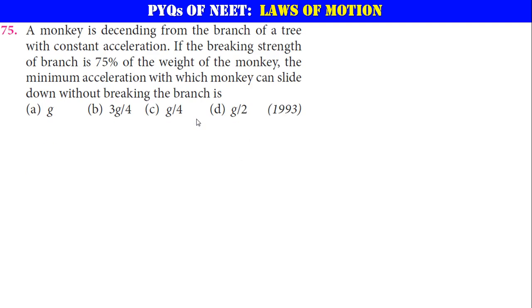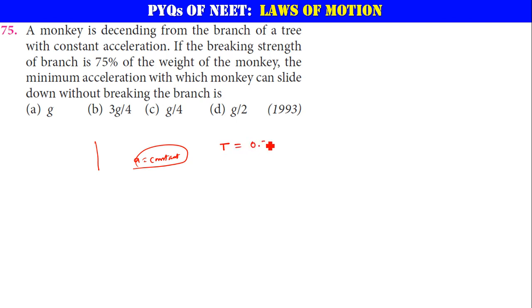Next, a monkey is descending from the branch of a tree. Let us say this is the branch of the tree, with constant acceleration. Acceleration is constant here. Velocity is not constant, so acceleration is some value, whatever it is. If the braking strength is 75% of the weight of the monkey, that should be the tension.